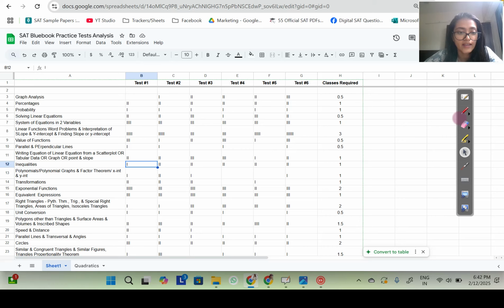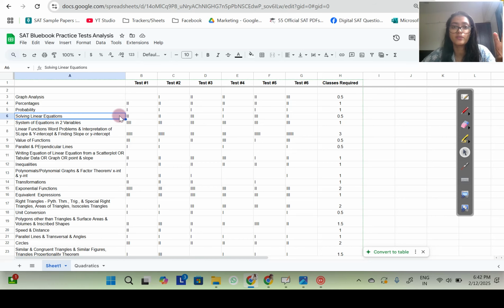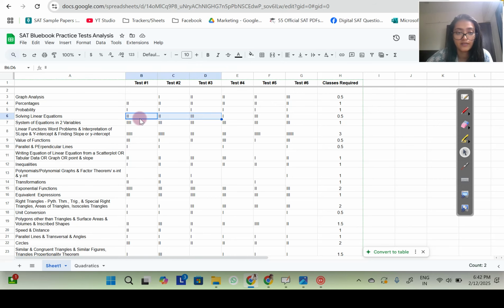And in this analysis, I realized that almost 40% of the questions were there from algebra, all of algebra, like solving linear equations, system of equations in 2 variables, linear functions, word problems, value of functions. So you can see that if you take this portion, these 3 topics, the maximum number of questions were asked from algebra.